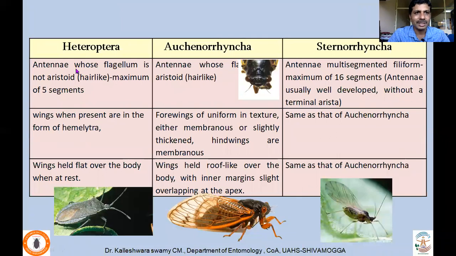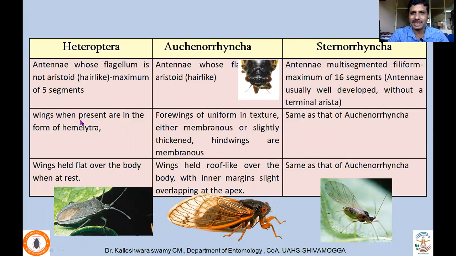Other distinguishing characters include antennae whose flagellum is not aristoid, with a maximum of 5 segments. It is not hair-like; you can clearly see well-developed antennae. Whereas in Auchenorrhyncha, the antennae are hair-like, aristoid, very small. In fact, you can see this in the cicada. Whereas in Sternorrhyncha, very well-developed, very long antennae will be there with a maximum of 16 segments. It is a multi-segmented filiform antenna in Sternorrhyncha.